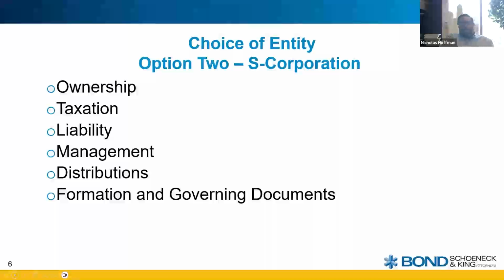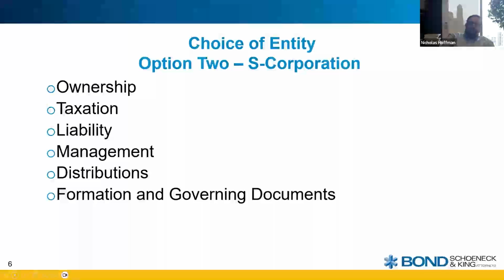Management of any corporation, whether it's an S corporation or a C corporation, essentially is in a board of directors that is appointed by the shareholders, and then that board of directors subsequently appoints officers. So it's more rigid in terms of what the legal management structure looks like. Distributions are also much more rigid. They essentially have to be pro rata to all of the shareholders based on the number of shares that they hold.